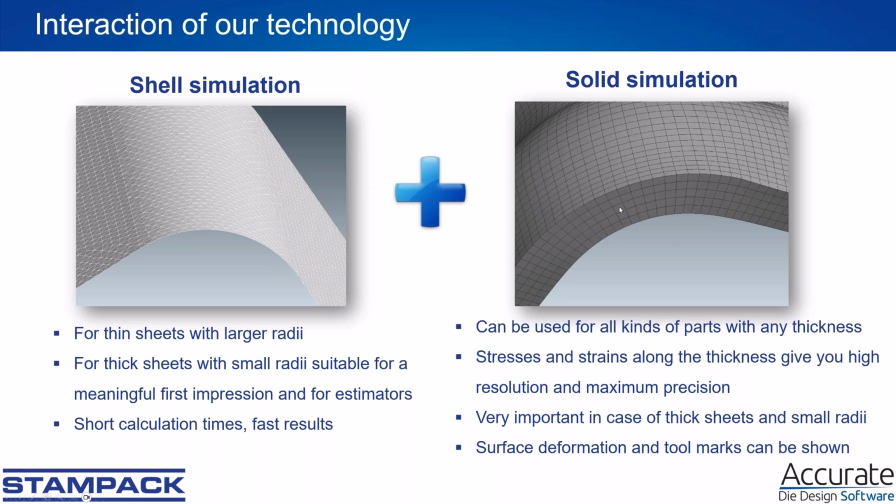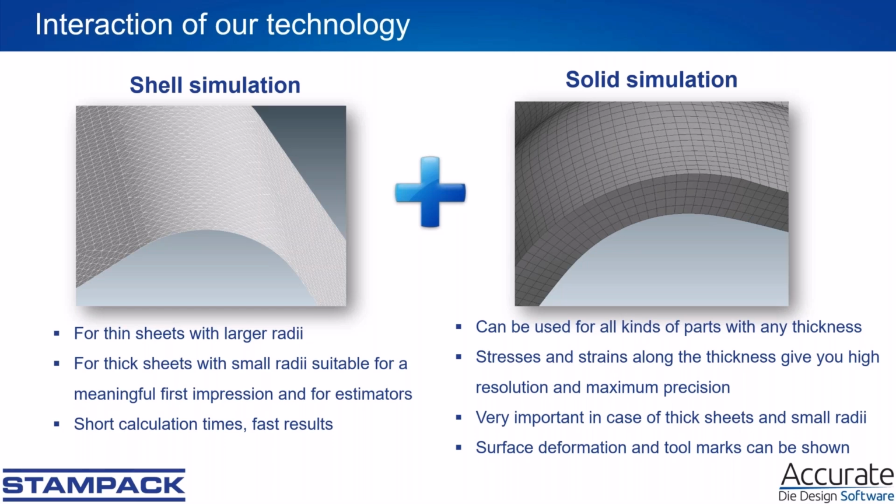And on the contrary, we have the solid simulation. Here you see the sheet is a three-dimensional object. So it's here a hexahedral mesh, and let's say we perform the simulation very physically with contact with the die surfaces on top and bottom side. And this technology gives excellent quality of results for all kinds of parts. And the main benefit is that stresses and strains along the thickness give a very good precision, and you have really a wonderful resolution all over the thickness.